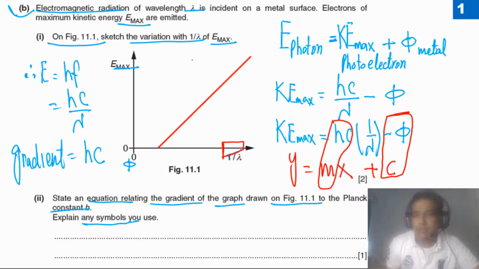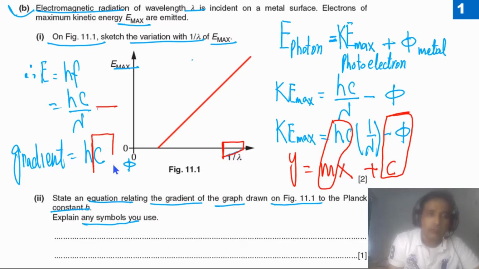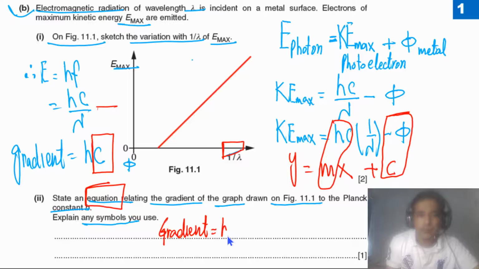So in this case, this is the symbol we have used. For the answer of this question, simply you will write down gradient. You will say gradient first of all, because you have to state the equation. So you have to write down this is equal to hc. Then you will say c is speed of light. So these 2 points you have to write down.